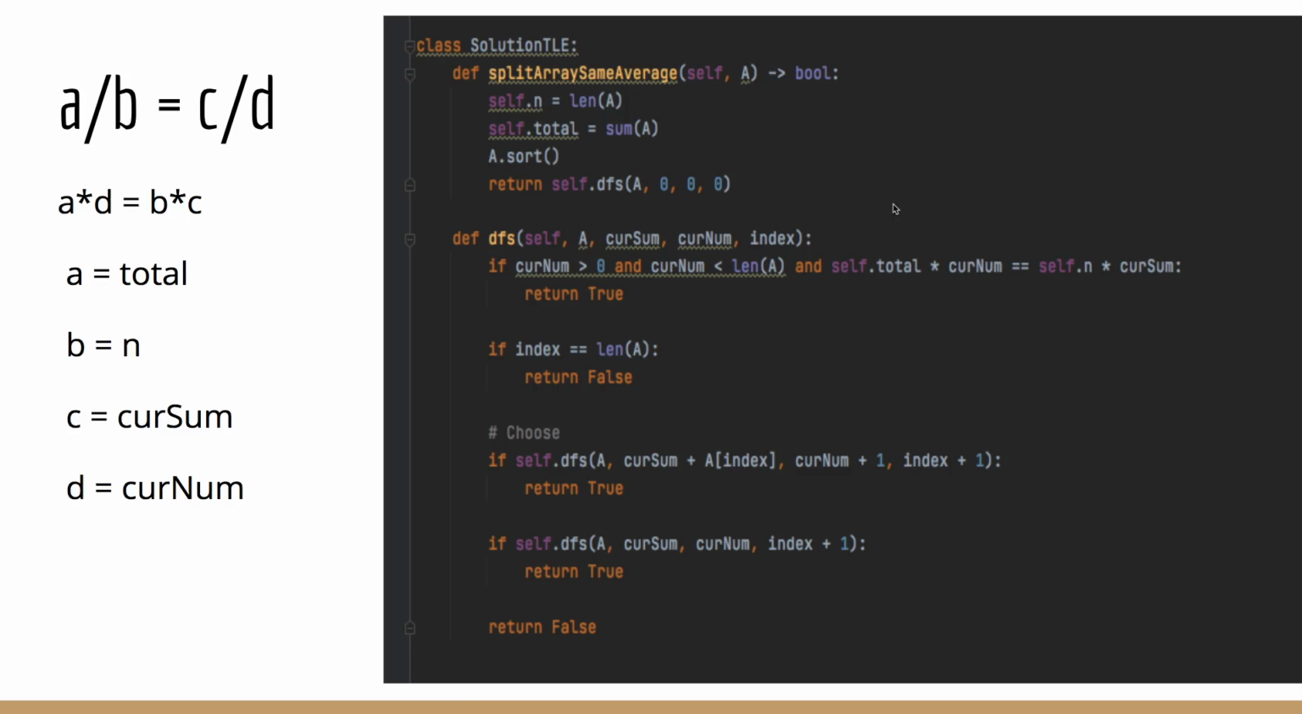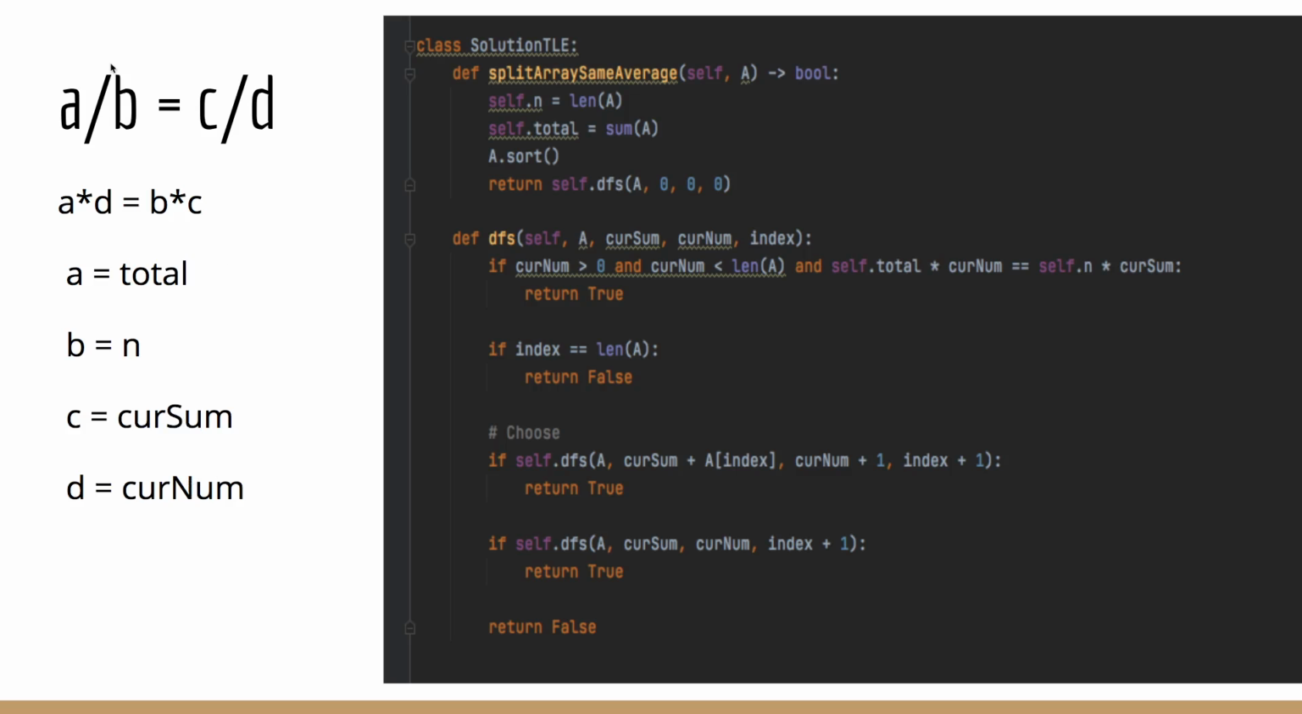And for each value, we start accumulating. We want to find a subsequence such that the current summation divided by the current length of the subsequence, so we want to use C divided by D, if that particular sequence is equal to the average of A divided by B, that's perfect. Okay, so now we understand total divided by N equal to current sum divided by current num will satisfy the results.